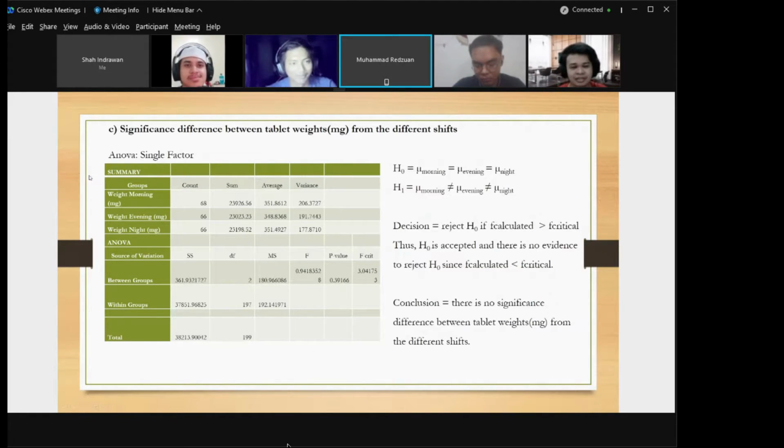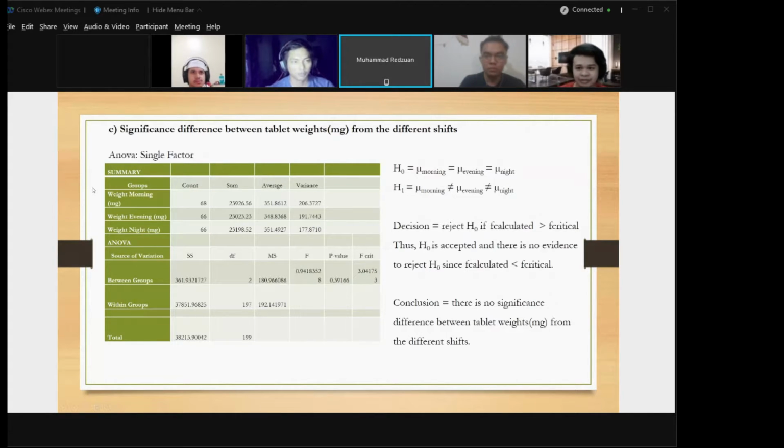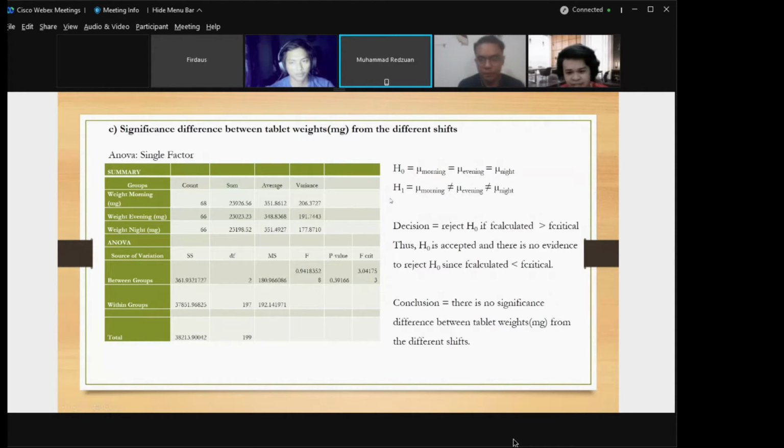So now we will determine whether there is any significant difference between tablet weights from the different shifts. For this question, we need to sort the weight of the sample data given according to the shift, which are morning, evening, and night. Then we will conduct one-way ANOVA using Excel and get the result. We need to determine our H null and H1 first. Our H null is mean morning equal to mean evening equal to mean night, and our H1 is mean morning is not equal to mean evening and not equal to mean night.